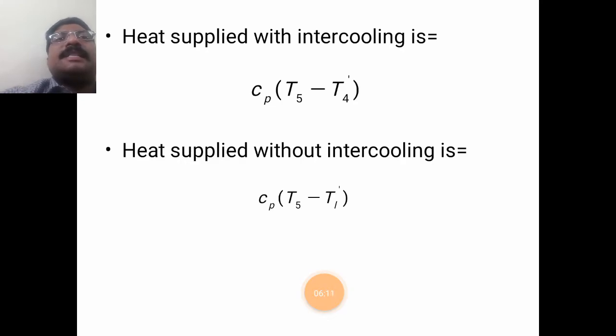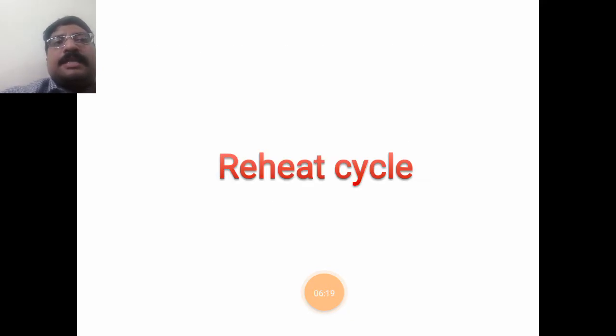Okay. The heat supplied with the intercooling system is Cp into T5 minus T4 dash. Okay. So that is how to analyze the intercooling system and how it is utilized to improve the thermal efficiency. Because less work has been utilized to run the low pressure compressor, hence the efficiency has been improved. The work ratio increases, then efficiency has been improved.